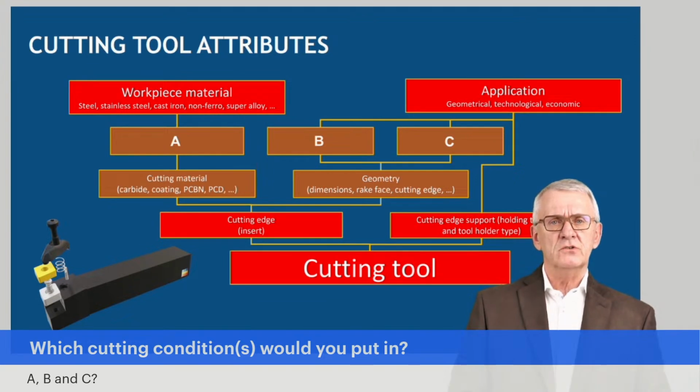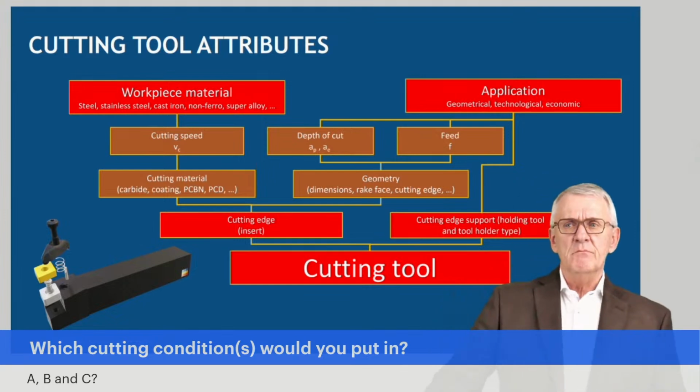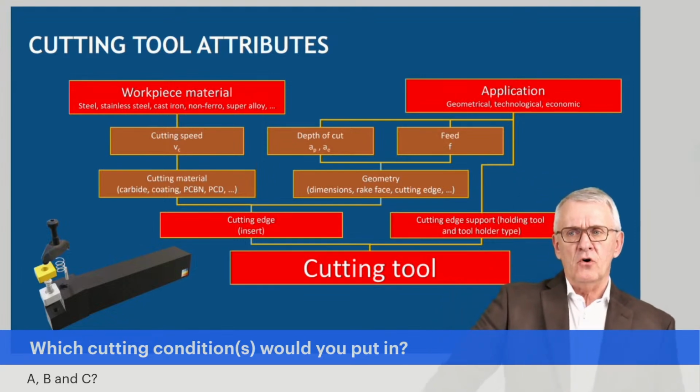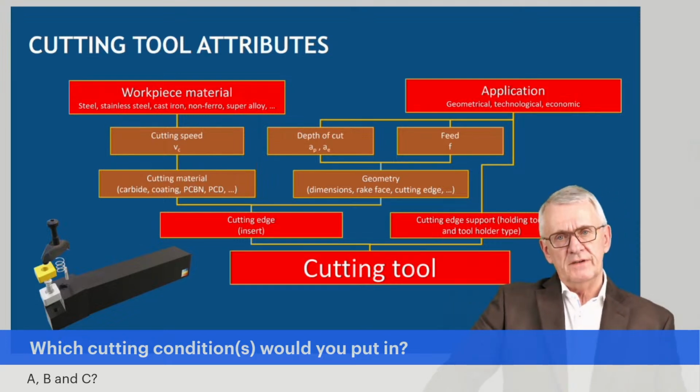Anyway, I don't want to send you home without answering the question. Mainly, cutting speed forms the connection between materials. Cutting speed is a material connecting thing, connecting workpiece material with cutting material. Depth of cut is, together with feed, connecting geometries with type of applications.